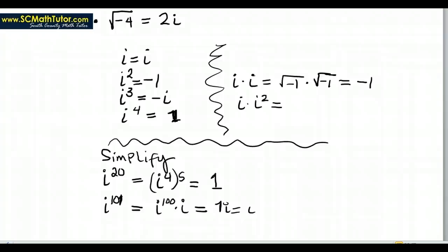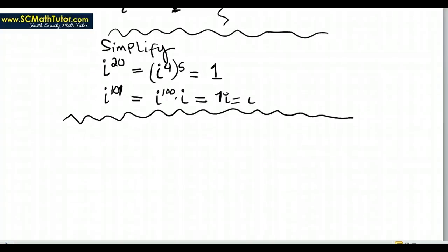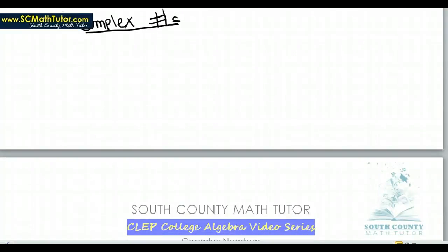Okay, so now we've talked about imaginary numbers and how imaginary numbers relate to real numbers. That's what I want to talk about with that. Now let's go ahead and talk about complex numbers. Complex numbers, this is a mathematical definition, come in the form a plus bi, where a is the real part and bi is the imaginary side.